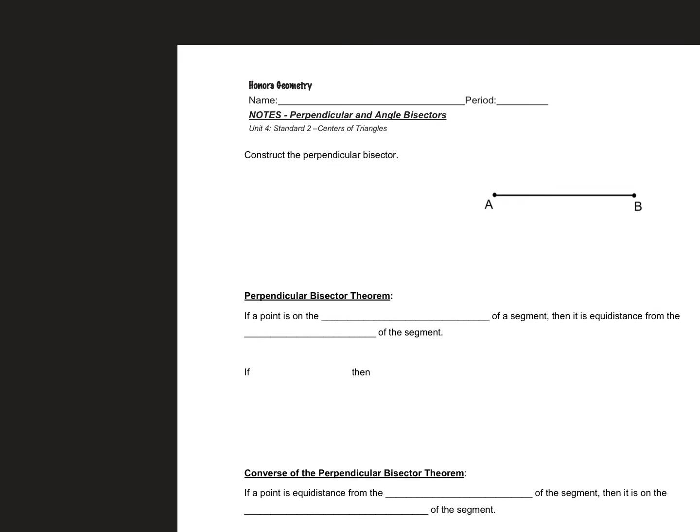Okay, in this video, you're going to start by constructing the perpendicular bisector of this line segment. So go ahead and pause the video and do that, and then rejoin once you have that in there.